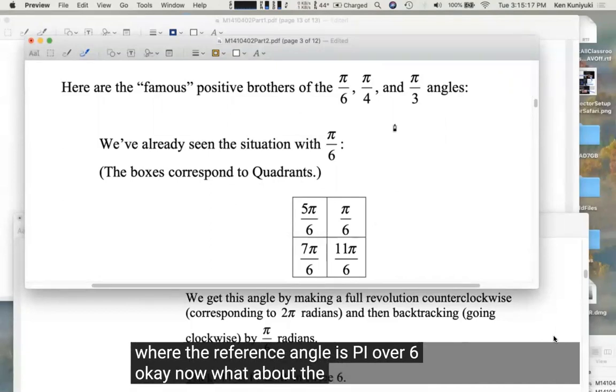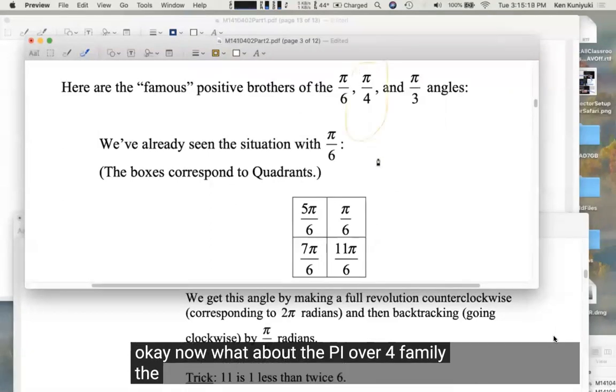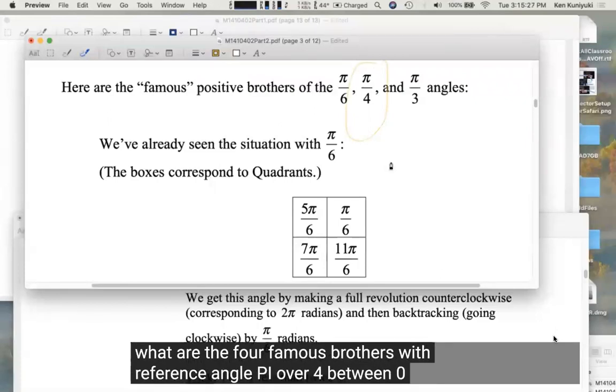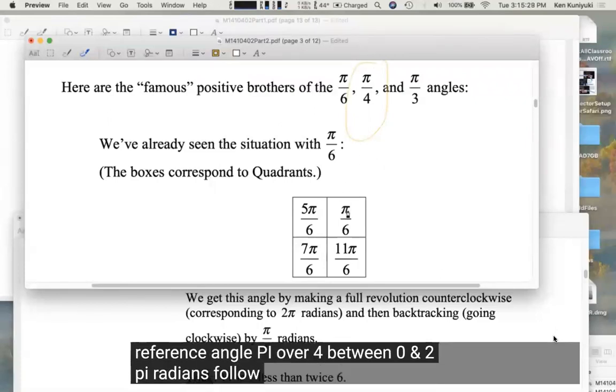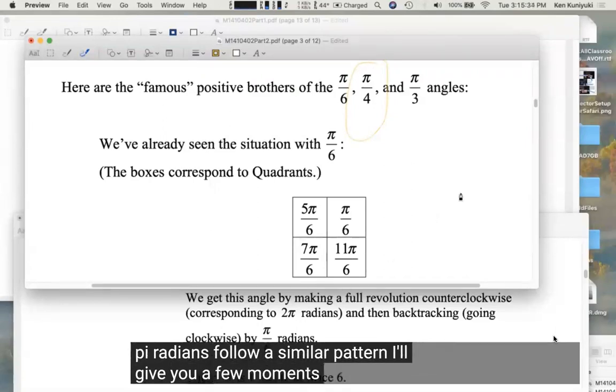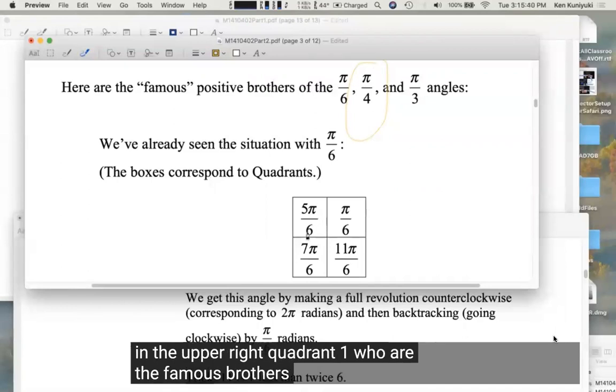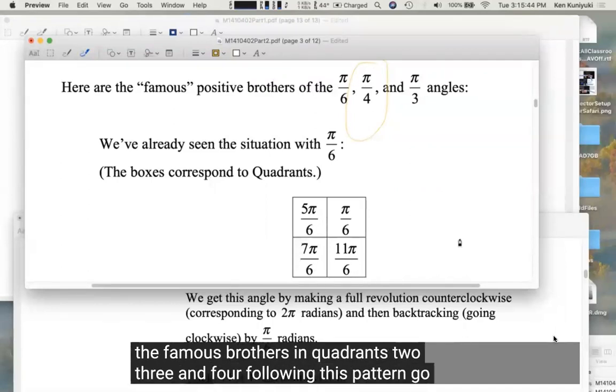Okay, now what about the pi over 4 family? The Simpsons. What are the 4 famous brothers with reference angle pi over 4 between 0 and 2 pi radians? Follow a similar pattern. I'll give you a few moments. If pi over 4 is in the upper right, quadrant 1, who are the famous brothers in quadrants 2, 3, and 4, following this pattern? Go.